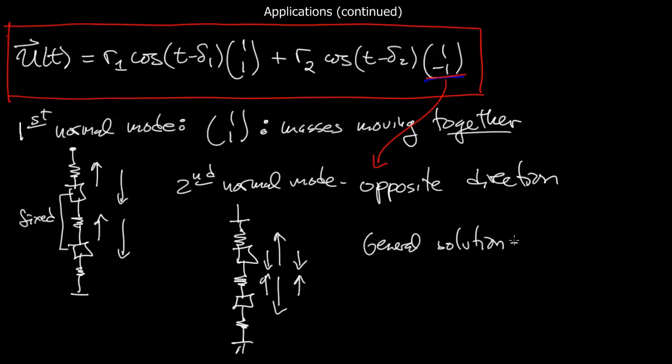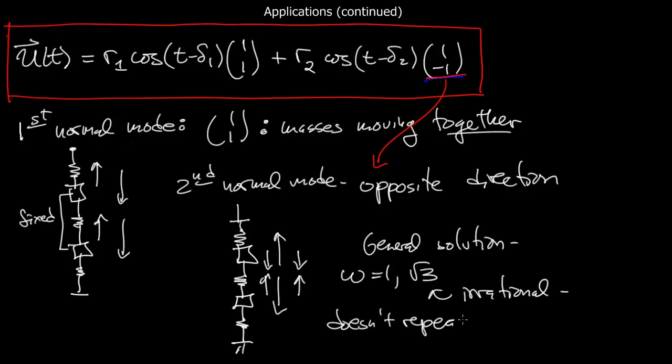And then the general solution is a linear combination of those two. Now, a general solution is going to look extremely complicated, but the two normal modes are very simple, and what this shows is how very complicated behavior can be obtained by a combination of these two rather elementary ones.